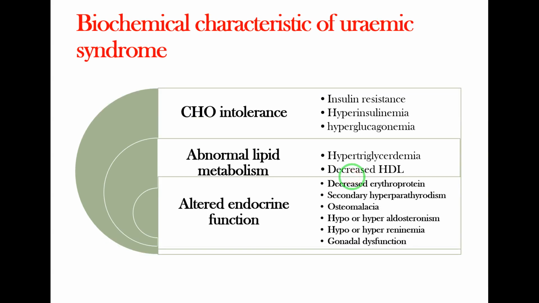The uremic syndrome also affects the carbohydrate metabolism. There will be insulin resistance. Insulin resistance is the basis of many diseases, including type 2 diabetes, obesity, metabolic syndrome, and many other diseases. In central obesity, insulin resistance plays a vital role in the pathogenesis of these conditions. As a result of insulin resistance, there will be a compensatory increase in the level of insulin, and there will be hyperinsulinemia. Also, the glucagon level will increase.